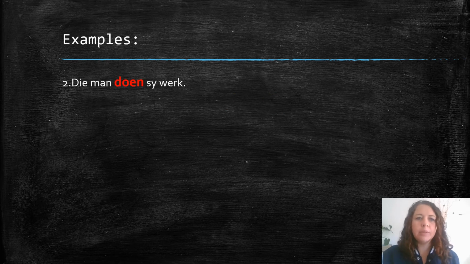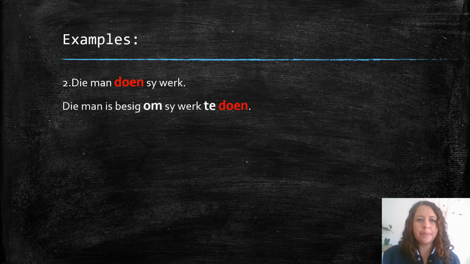Second example, die man doen sy werk. Doen will be your verb. Die man is besig om. So that's what I will give you, is besig om. And then the rest of your sentence, sy werk te doen. Verb at the end.